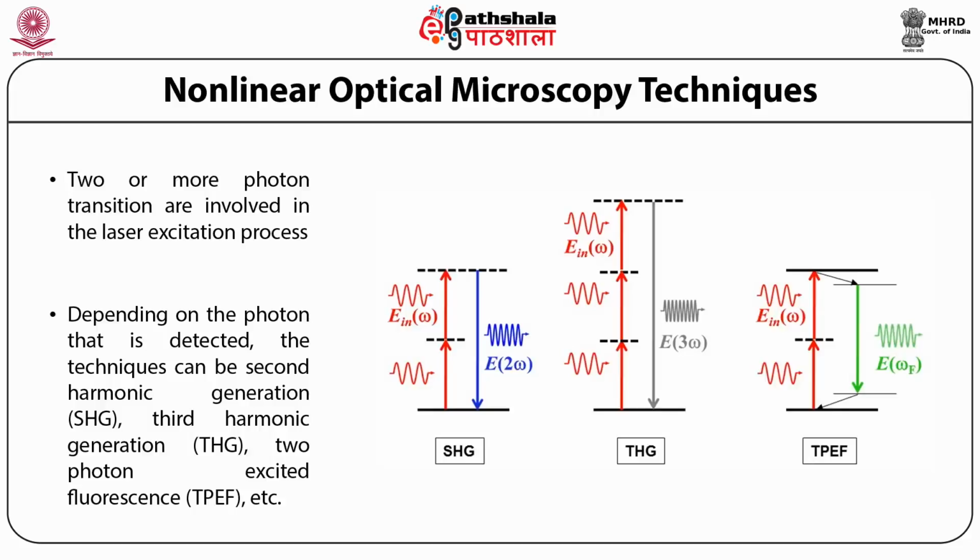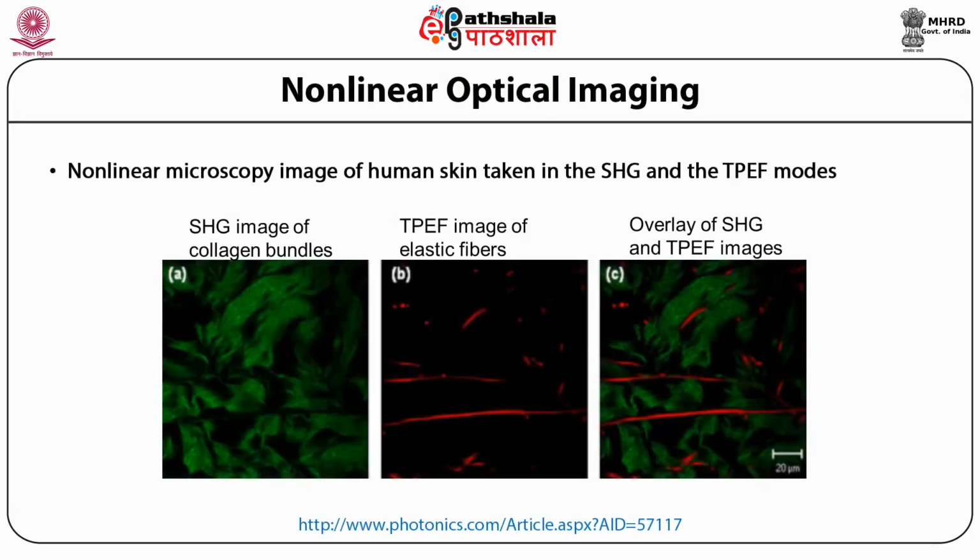Or the technique can be based on third harmonic generation, meaning three incident photons combine and give you a single photon of 3 times higher frequency. Or the nonlinear process involved can be two photon excited fluorescence. So as an example of nonlinear optical imaging of human skin taken in the second harmonic generation and the two photon excited fluorescence modes, in the second harmonic image you just see the collagen bundles, whereas in the two photon excited fluorescence image, you see only the elastic fibers present in the skin.